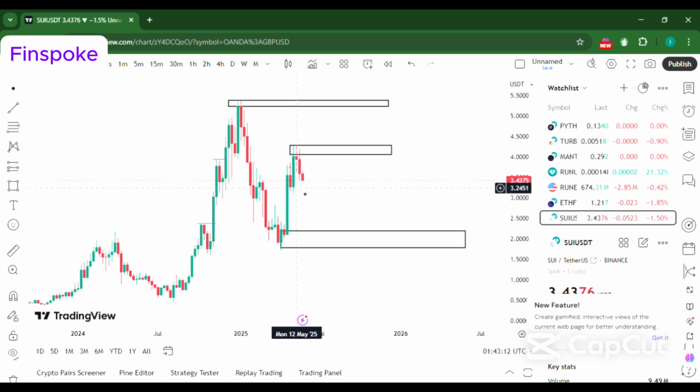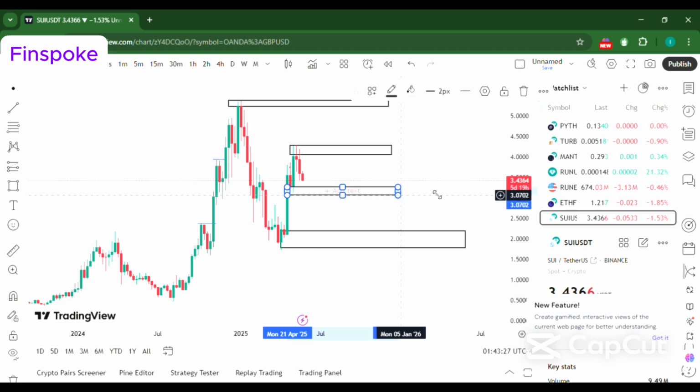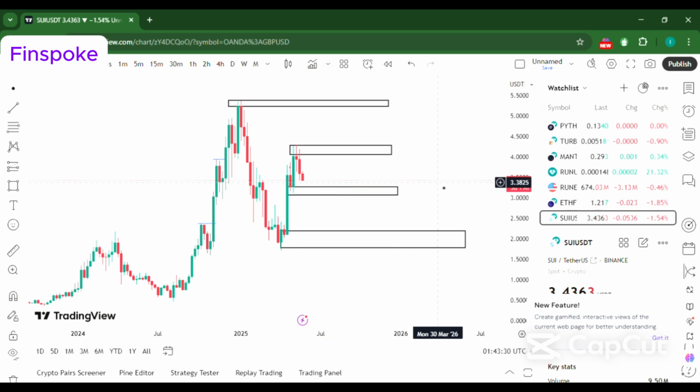We also have one here. These are actually areas we can find trading opportunities. We have structures here. I wouldn't want to go into details because I don't want this video to be that long.